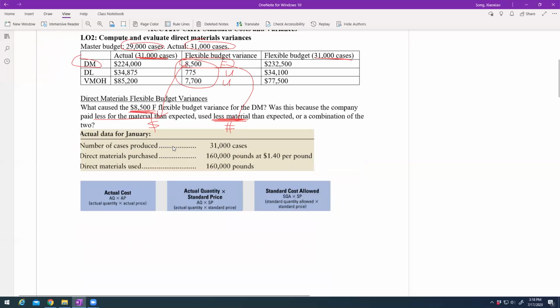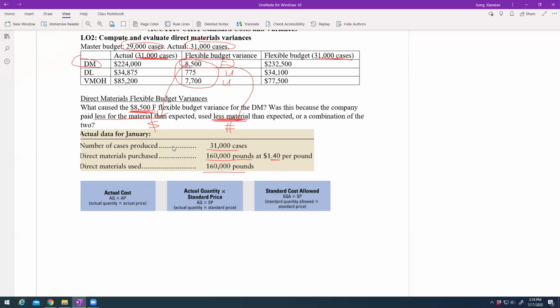Now we are doing the numbers. We have all this data for January. The number of cases we produced is 31,000 cases. Direct material purchased is 160,000 pounds at $1.4 per pound, and we also used 160,000 pounds.